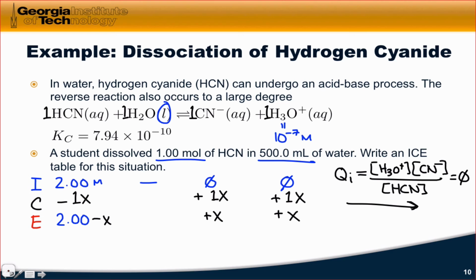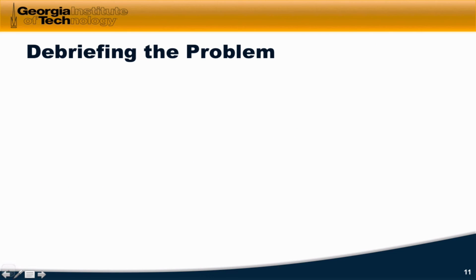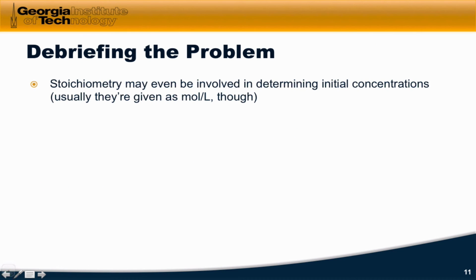Here in a second, we'll see finally what the fundamental criterion is on these 3 concentrations. And if you've been paying attention, you probably have a pretty good idea of where we're going with this already. But really quickly, let's debrief this problem to see the important aspects of writing an ICE table. Firstly, we saw a great example in this problem of using stoichiometry to determine the initial conditions. Stoichiometry may be involved unless concentrations are given in moles per liter, which they often are.